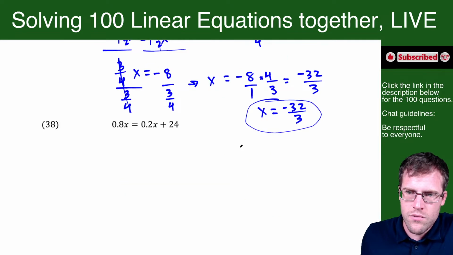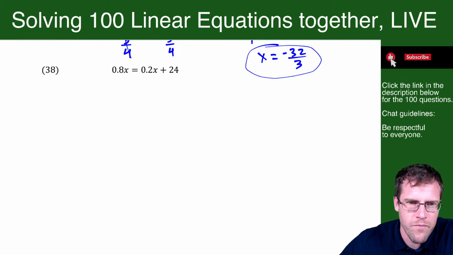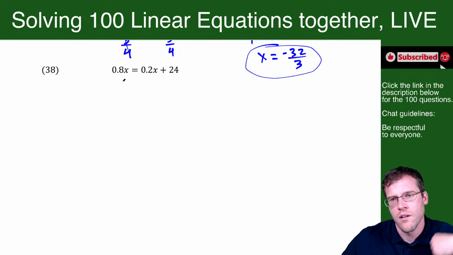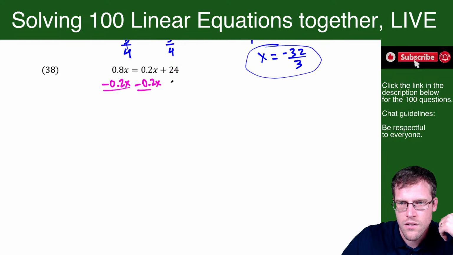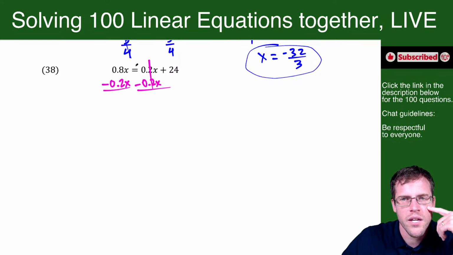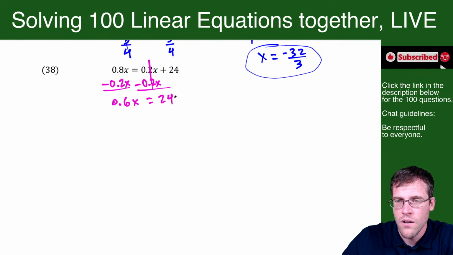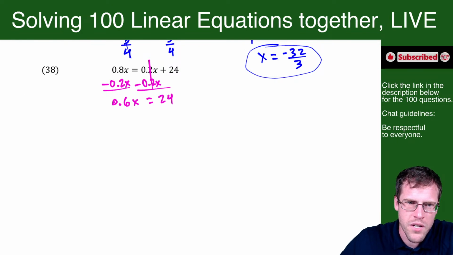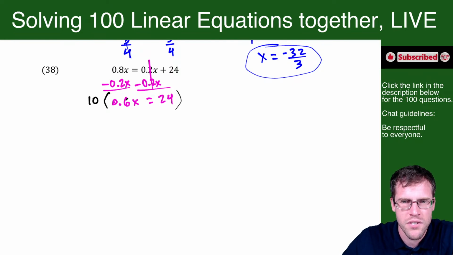All right. Moving on. You can see these are picking up a little bit. They're not so simple if you're doing it without a calculator. So here, subtract 0.2x on both sides. Now 0.8x minus 0.2x is 0.6 times x, and this is equal to 24. One thing we could do here, just practicing many methods, is multiply both sides by 10. And in this notation, you could put the entire side in parentheses like this.